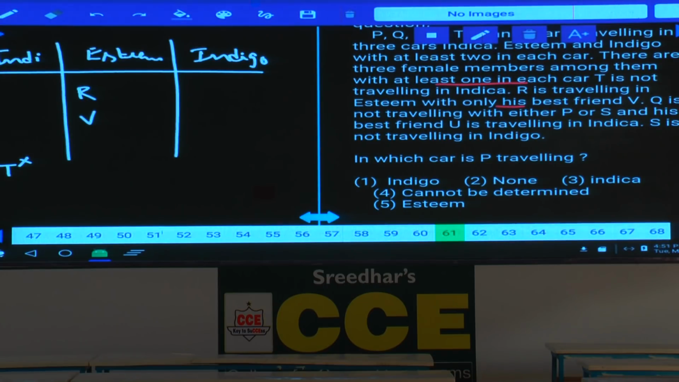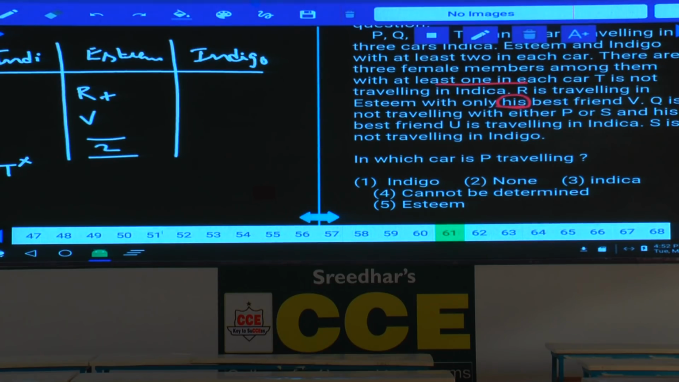And out of which, is there any information regarding the genders of these persons? R is traveling in Esteem with only his friend V. His friend, and "his" stands for what? Male. And who is male here? R is a male. As R is a male, there are only 2 persons traveling in this Esteem.